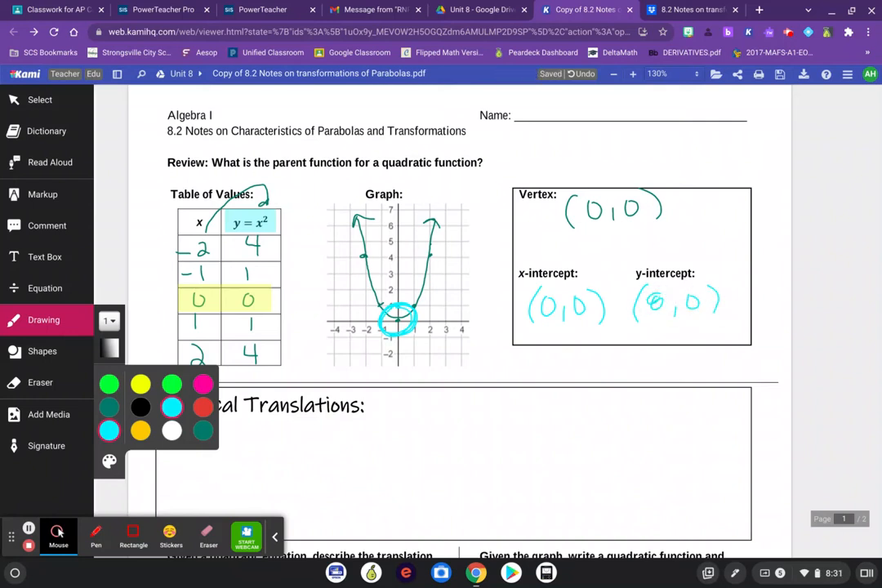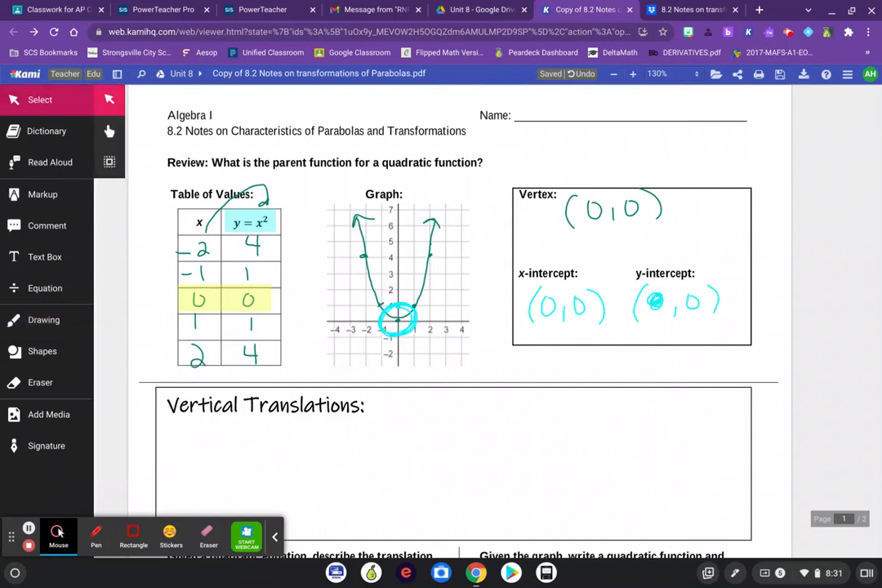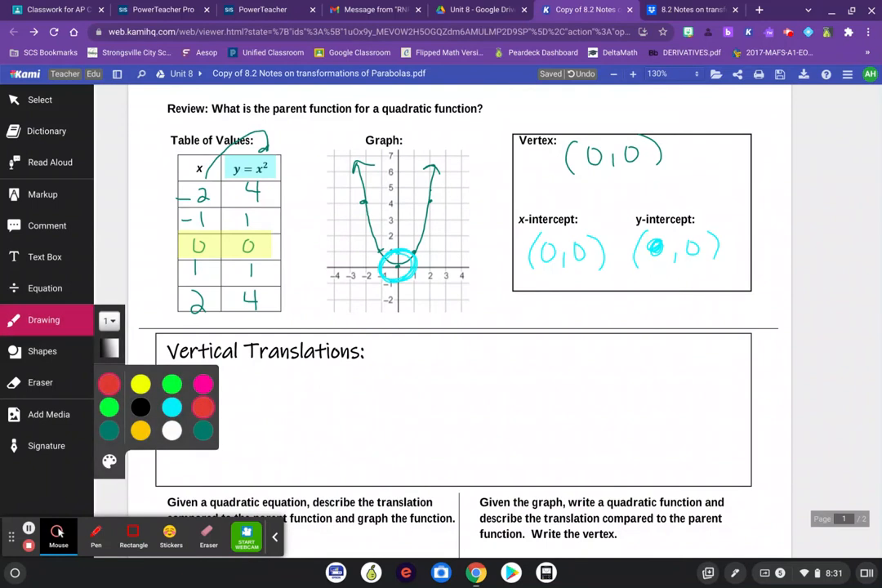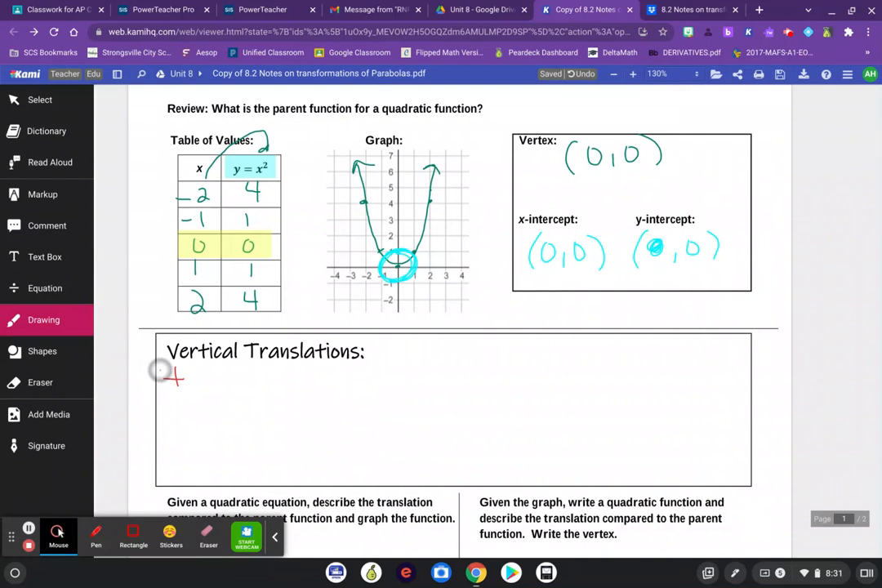So for the parent function, I get, again, the most basic of answers because it is the most basic of functions. All right. We've talked about vertical transformations or translations earlier in the year when we did lines. And so just a reminder that a vertical translation is a shift. It moves a function up or down. So it shifts the parabola, because that's what we're talking about, right? Our graphs of quadratic functions. So it shifts the parabola up or down.